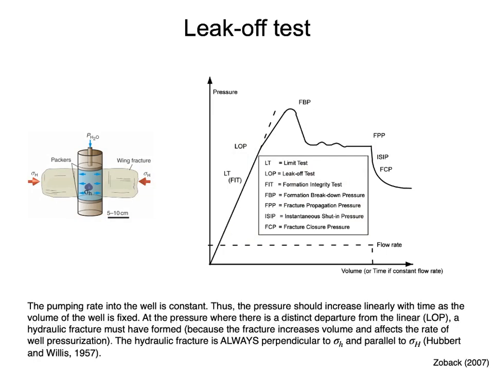The pumping rate into the well is constant. Thus, the pressure should increase linearly with time as the volume of the well is fixed. At the pressure where there is a distinct departure from the linear, which is the point LOP in the graph, a hydraulic fracture must have formed. This is because the fracture increases volume and affects the rate of well pressurization. The hydraulic fracture is always perpendicular to sigma h and parallel to sigma capital H.